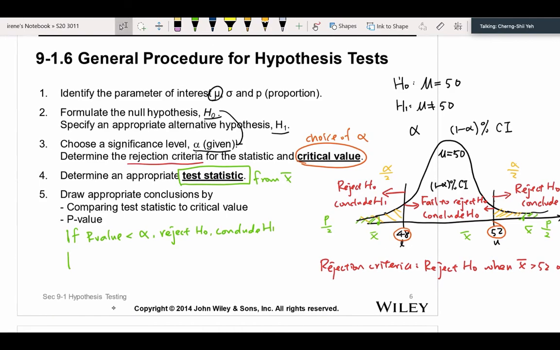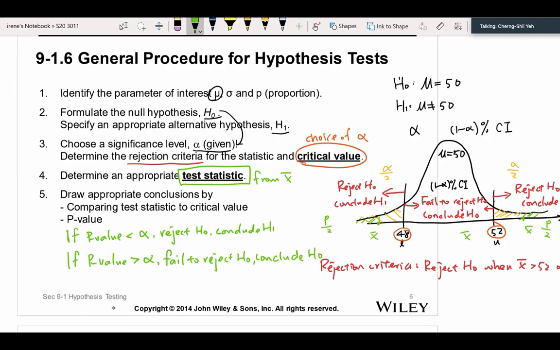Vice versa, if the p-value is greater than alpha, then my sample test statistic has to be located within the confidence interval. Since it's inside the confidence interval, we fail to reject H naught. Okay, so we conclude H naught. All right, so you can use either way to draw your conclusion from the hypothesis testing.